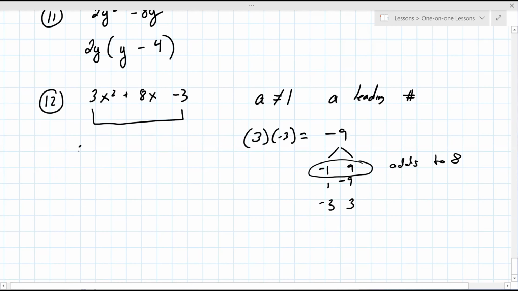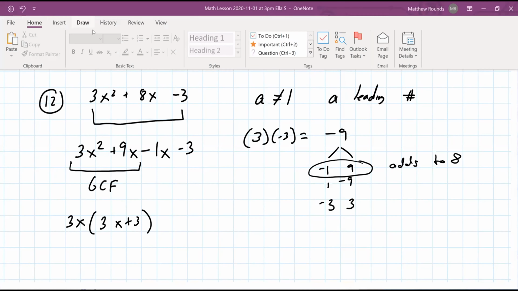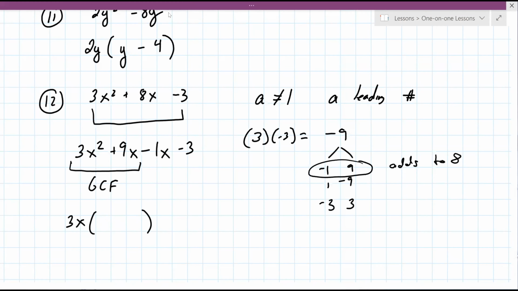So what you do is you rewrite 3x squared plus 9x minus 1x minus 3. The order doesn't matter. You can put the 9 first, the minus 1 first, doesn't matter. And then you do a factor by grouping. You figure out what's the GCF between these, and it's kind of like the first problem. It's 1x plus 3. So it's just x plus 3.